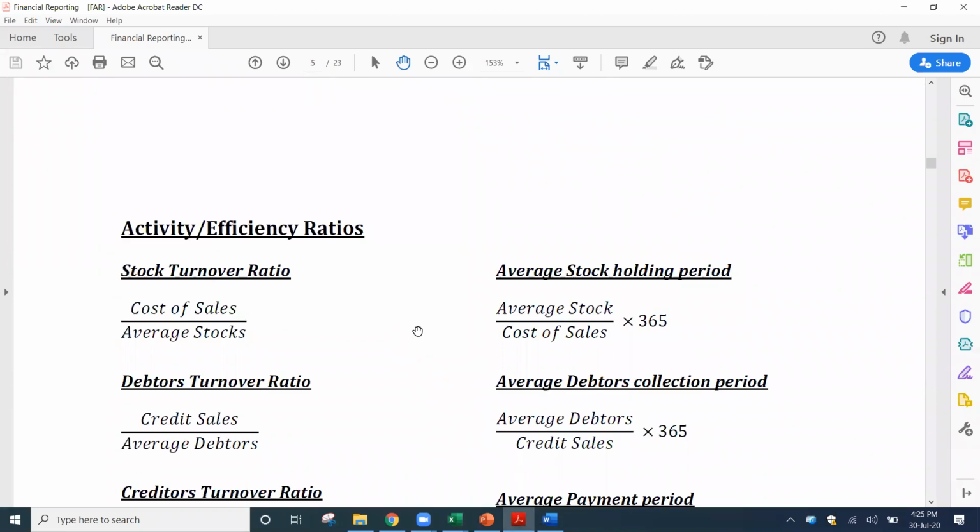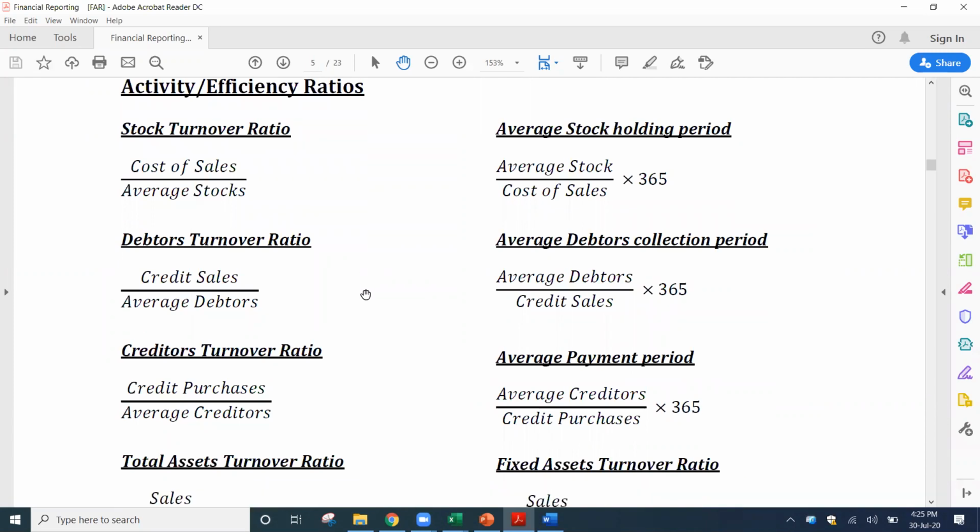Then we have activity ratios. Activity ratios we learn mainly for current assets and current liabilities. Mainly the stock, related to stock, related to debtors, creditors. These are the three main ratios that we calculate for activity or efficiency ratio.